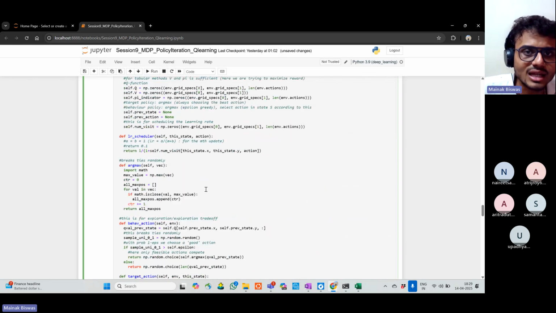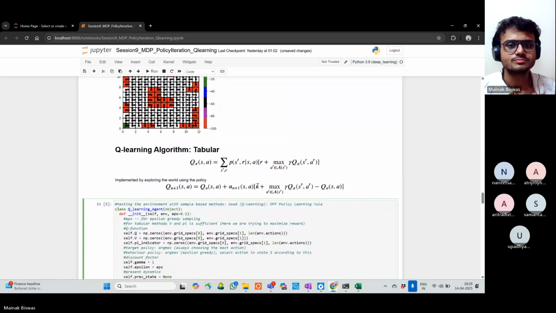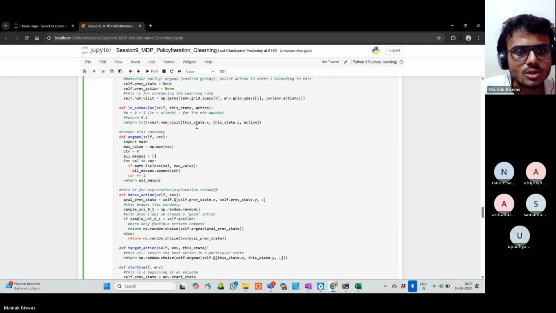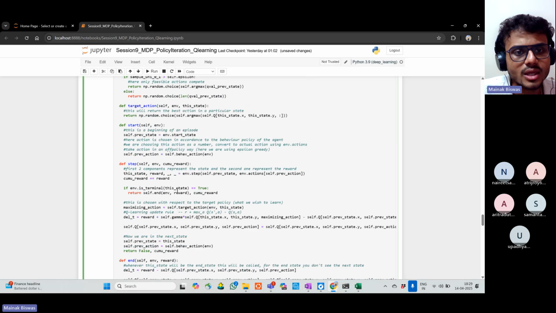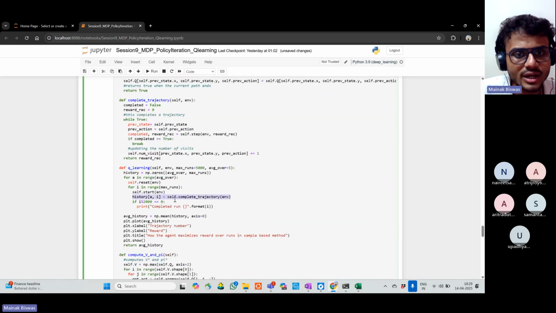When will I stop? Can anyone tell me when will I stop this update? Any idea? For a particular iteration, I will stop this when I have reached this endpoint. Yes or no? So just check this thing. What I'm trying to do in this Q-learning is I'm trying to complete the trajectory of the environment. So what is going to complete the trajectory?